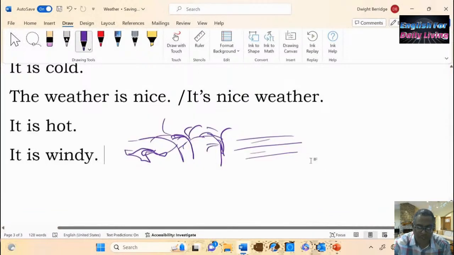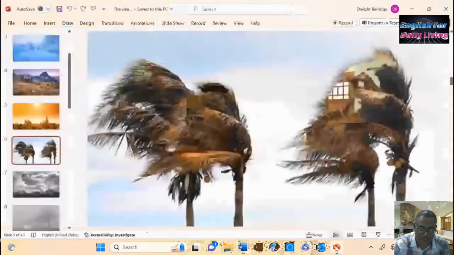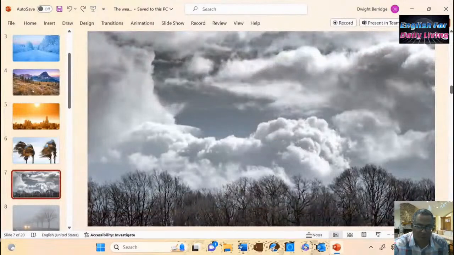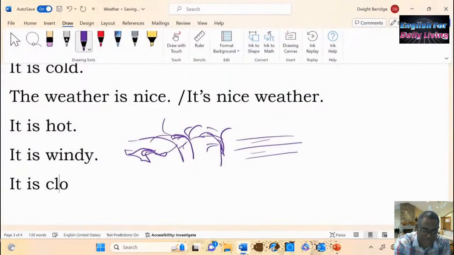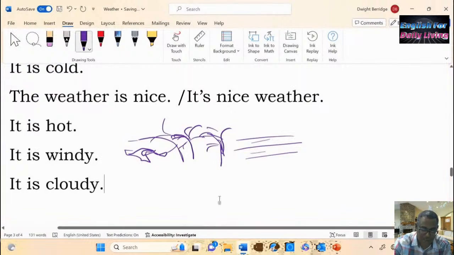Then the next question we asked, what's the weather like? Next photo. What's the weather like? We have all these here. These are what we call clouds. And so the expression would be it is cloudy. It is cloudy. Clouds in the skies, when we have clouds.